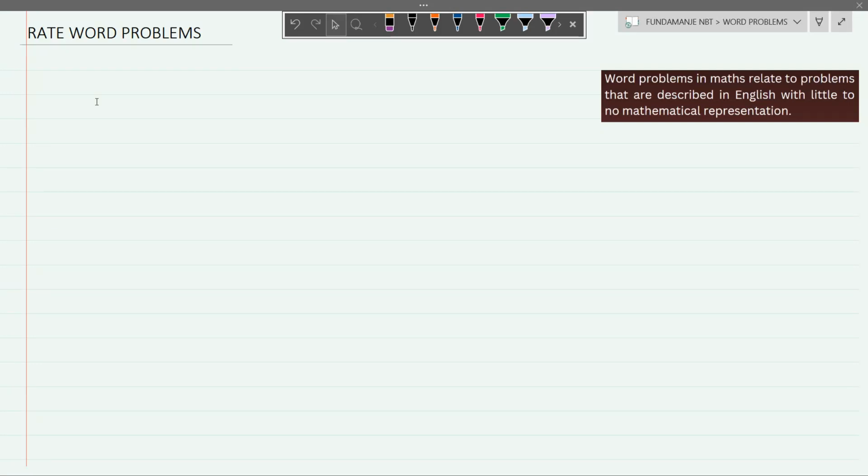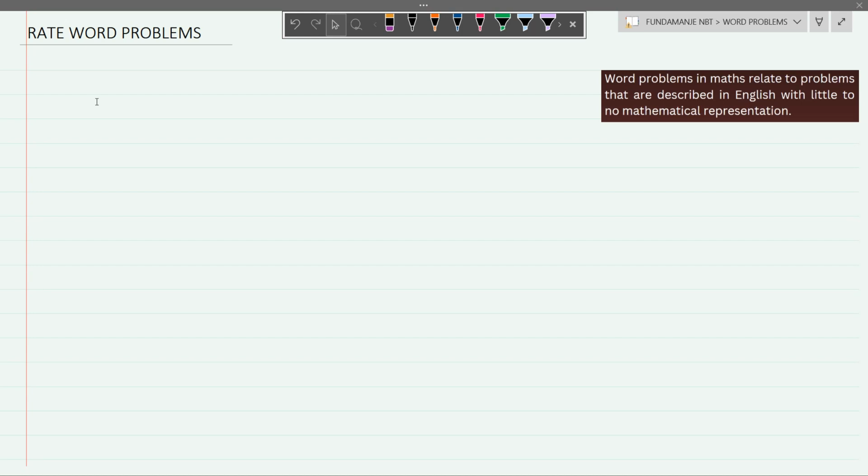Hi, in this lesson we want to talk about rate word problems. Word problems in maths relate to problems that are described in English with little to no mathematical representation. Now it's worth noting that the NBTs are written in English or in Afrikaans. So in whichever language, you are given words, but you have to convert those words into variables, algebraic expressions and equations that you can evaluate.